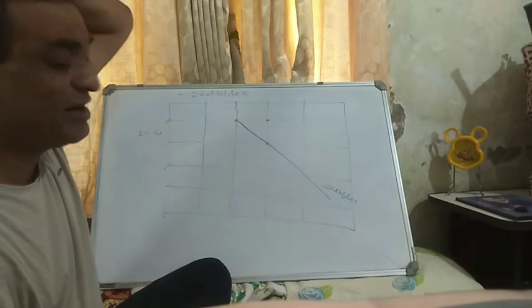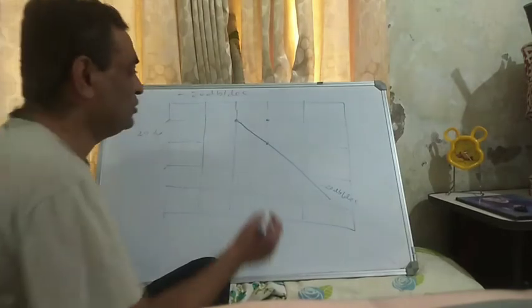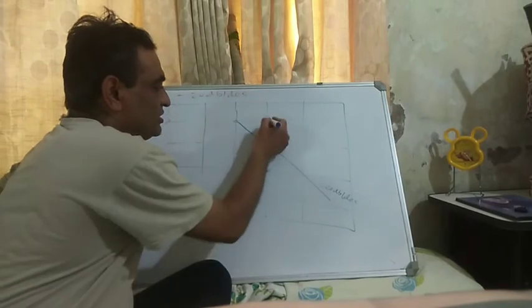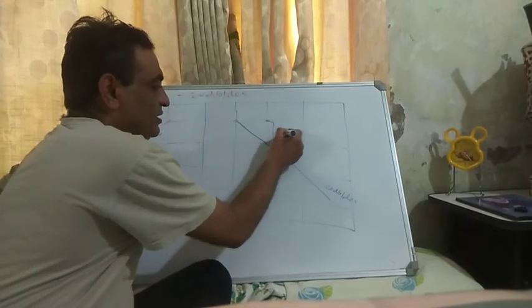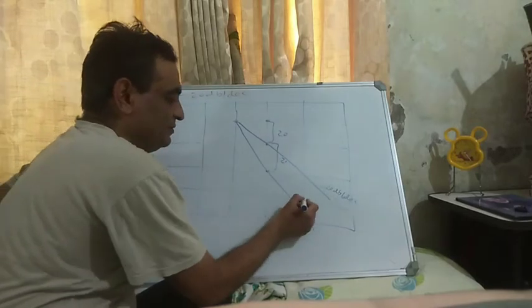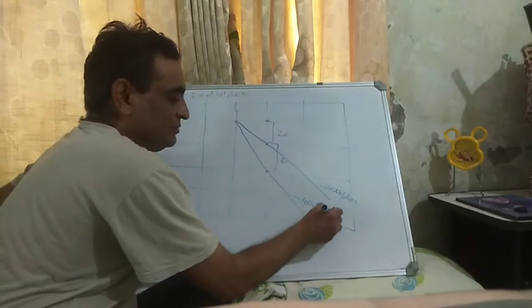Let's say I want to draw a minus 40 dB per decade line. So what should I do? From here to here and then 40 is here. So this is 20, this is 20, this is 20, so this is 40. So this is a 40 dB per decade line, minus 40 dB per decade line.